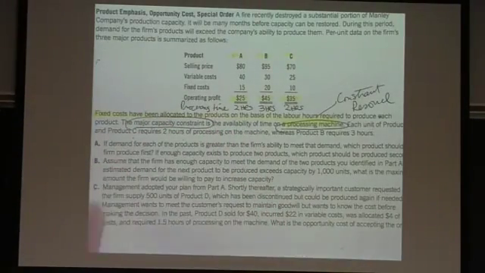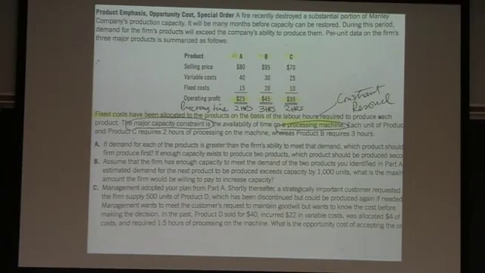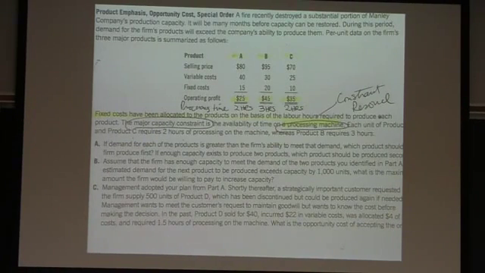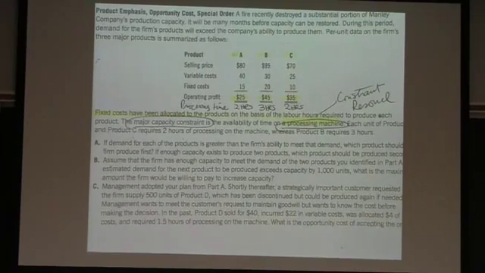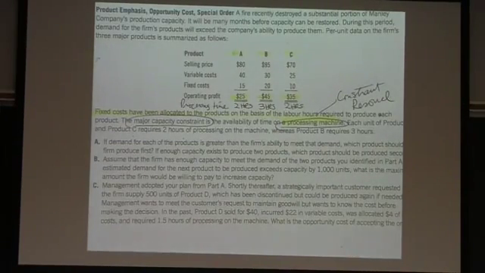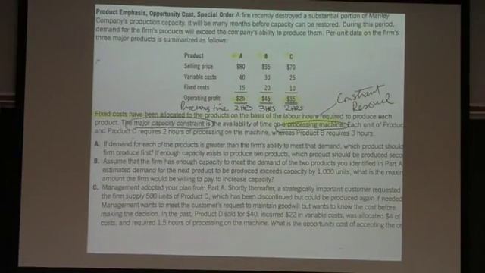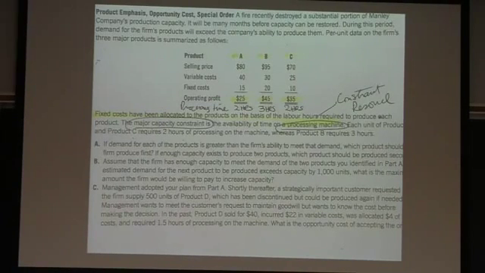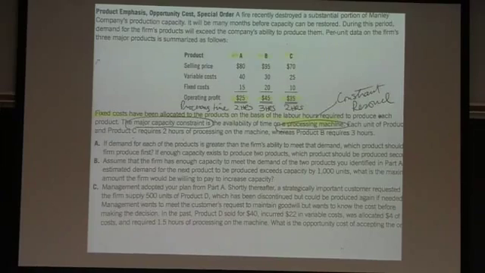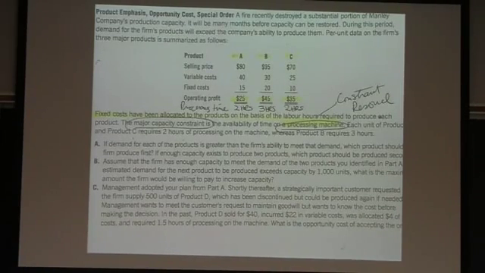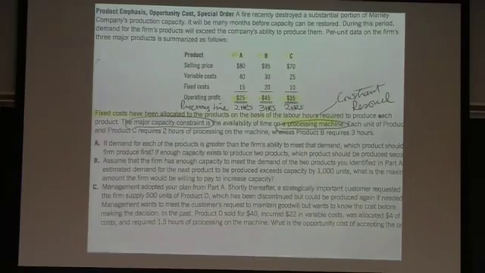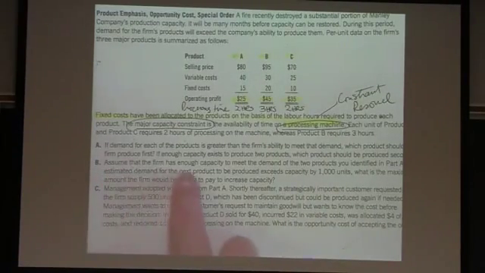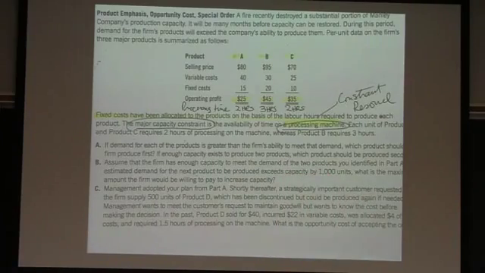Now, for the first part, part A says, if the demand for each of the products is greater than the firm's ability to meet the demand, which product should the firm produce first? If enough capacity exists to produce 2 products, which product should be produced next? So they want to know the first and second. They want you to prioritize the products, the sequence of production.